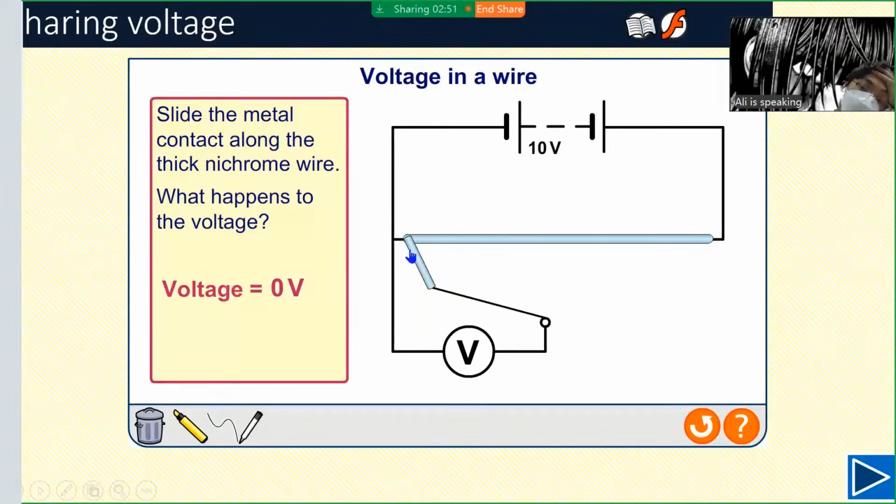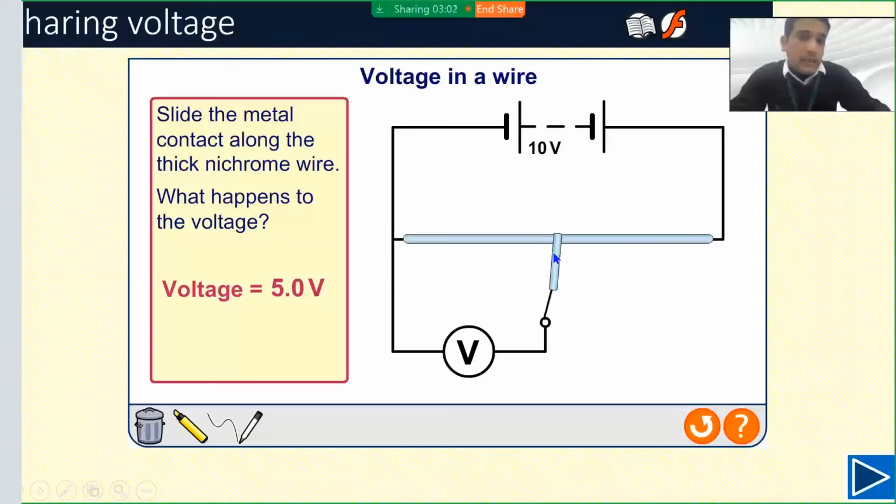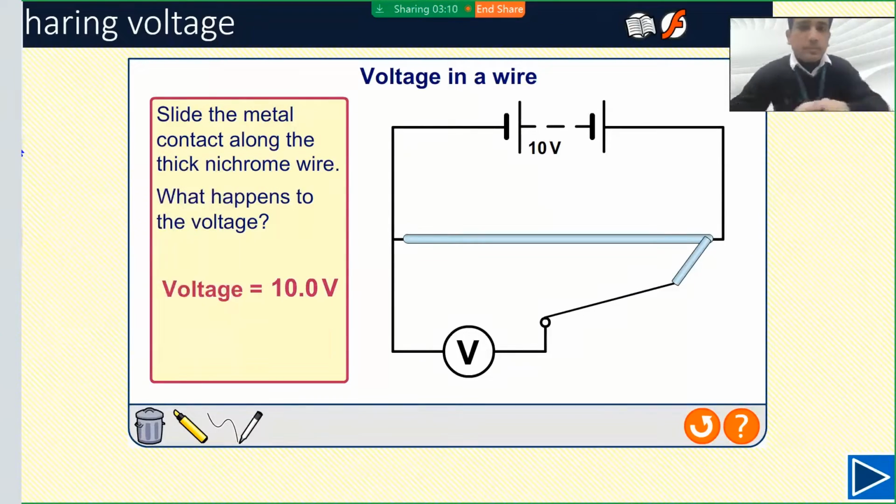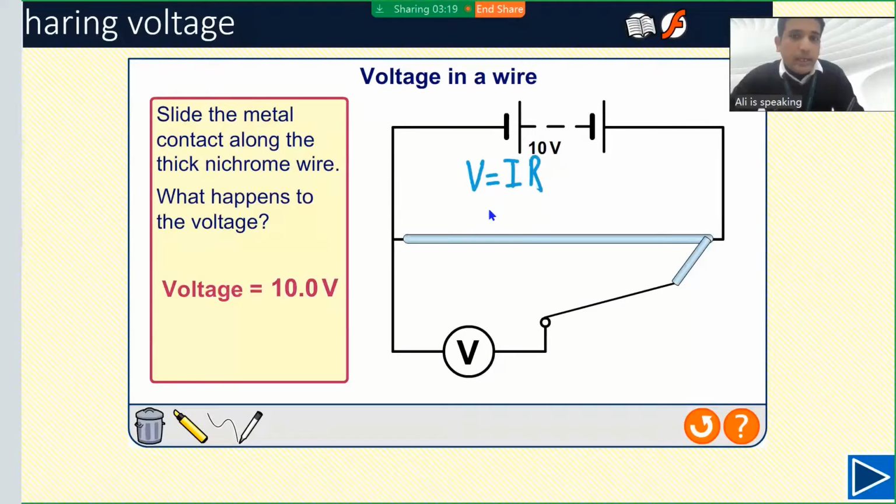You can see at this point the potential voltage is 0, and if I move this to the right, you can see the potential is increasing with the length of the wire. At this end, it is maximum. So from here we can say that V is directly proportional to L, or we can also figure out that V is equal to I times R, and resistance is equal to rho L by A.